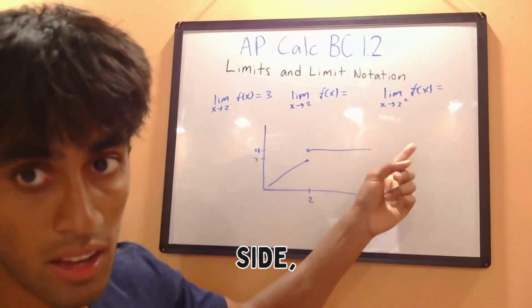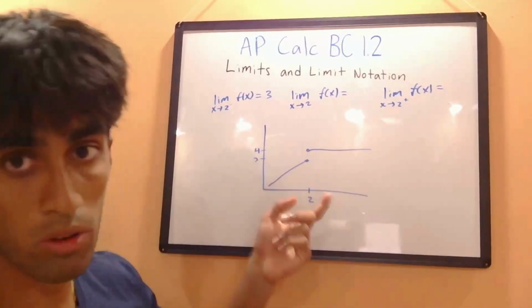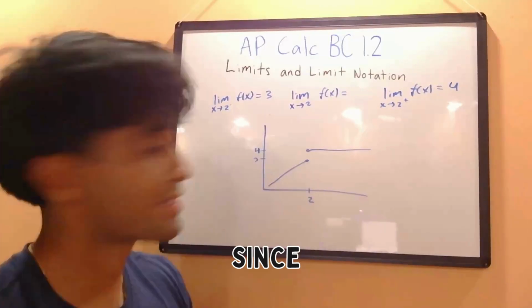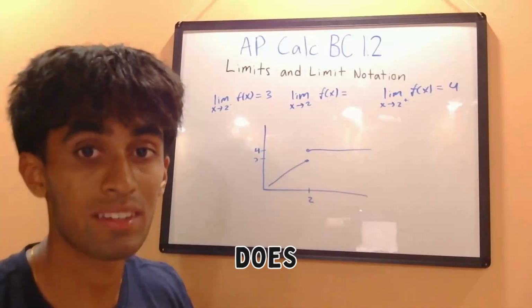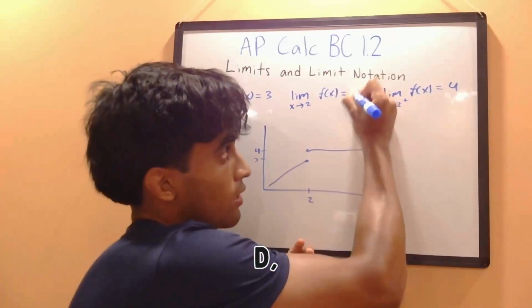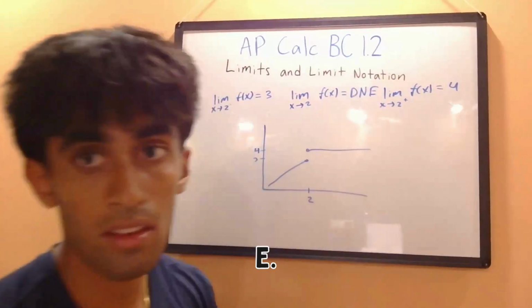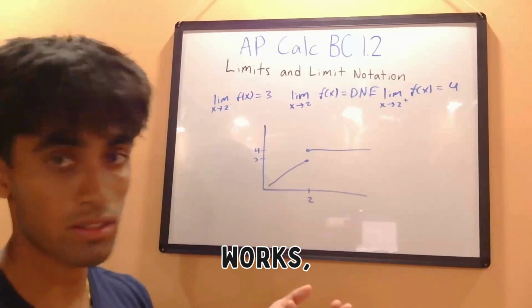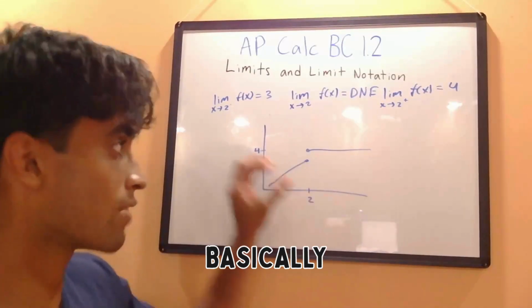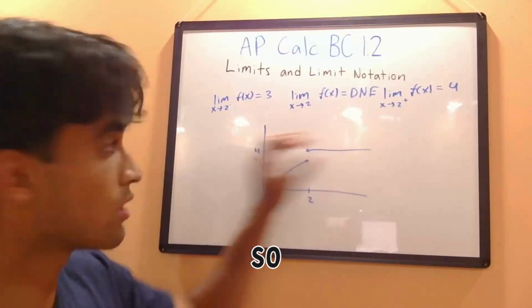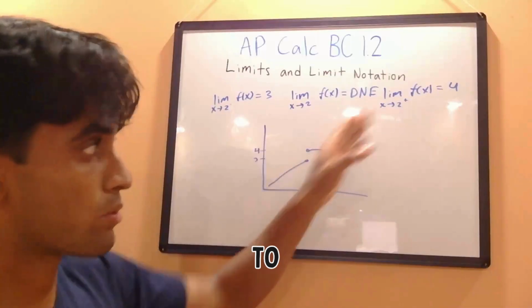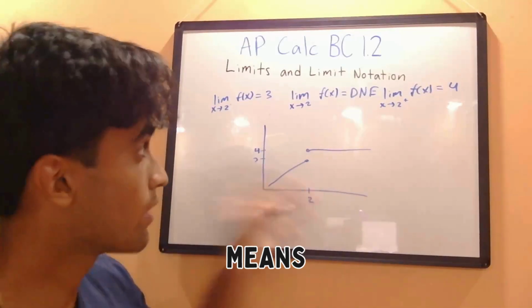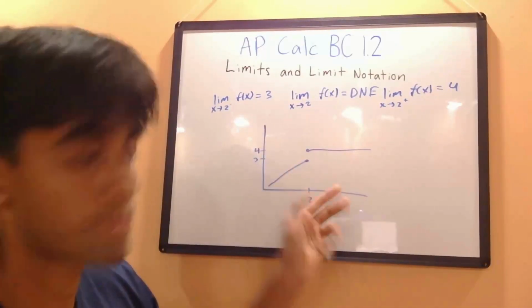And as it approaches from the right side, it comes from here and it goes to 4. So the left-hand limit is 3 and the right-hand limit is 4. Since these are not the same number, the two-sided limit does not exist. So we write DNE. That's how you represent that. And this is a good way of picturing how the left-hand and right-hand limit works, because we basically have a left graph and a right graph. The left graph corresponds to this, and the right graph corresponds to this, and since they don't approach the same point, the two-sided limit doesn't exist.